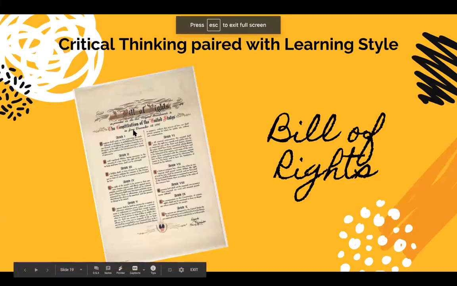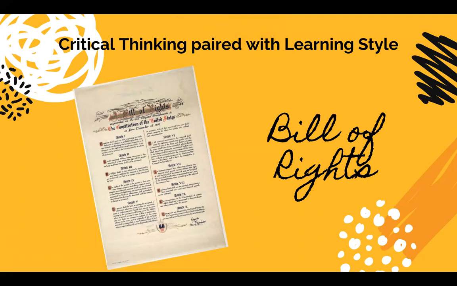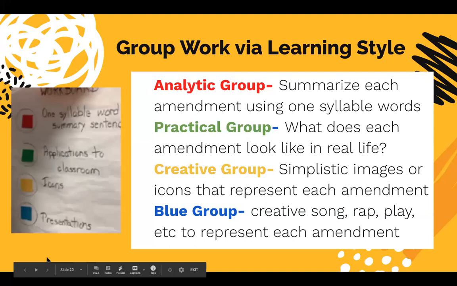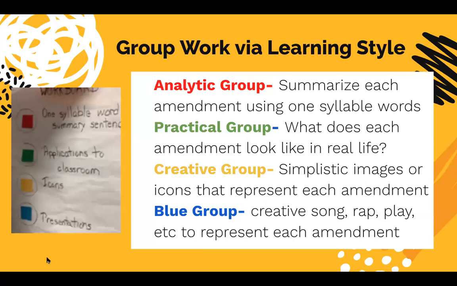I'm going to share yet another example with you, and this one has to do with the Bill of Rights. We know we have this very valued document in our American history called the Bill of Rights. This is an example of pairing critical thinking with learning style, because of course the focus of this month and this session is differentiation. I did share this example in the small groups, but I thought it was worth sharing again in this particular session, because it does demonstrate how we can push students to critical thinking via learning style.